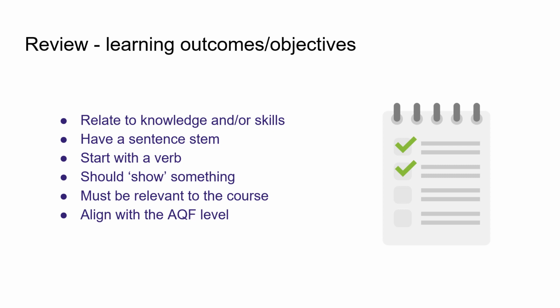We also need to make sure that learning objectives align with the Australian qualifications framework levels. So remember that we don't want to have learning objectives that are too difficult or too easy. We want to make sure that they match the learners where they're at and what types of things they are trying to achieve in the course.